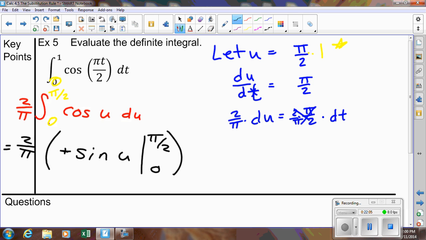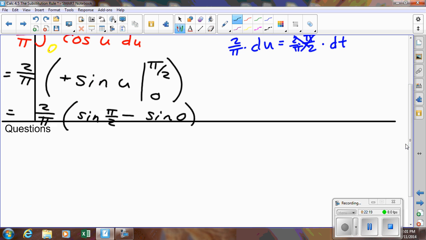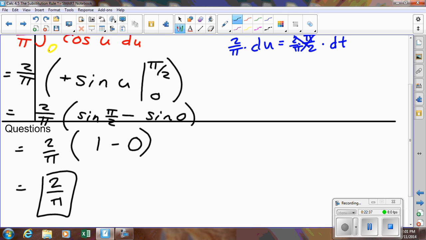And so we then have 2 over pi, the sine of pi over 2, subtract the sine of 0. The sine of pi over 2 is 1. Sine of 0 is 0. And therefore, we wind up with the overall answer, 2 over pi. And we're done.